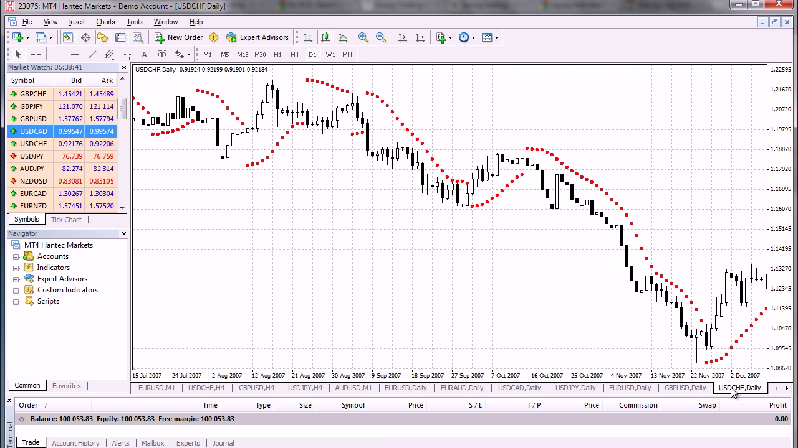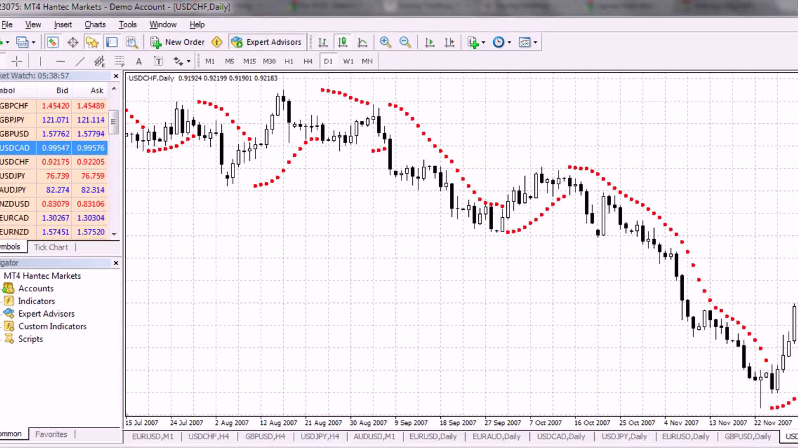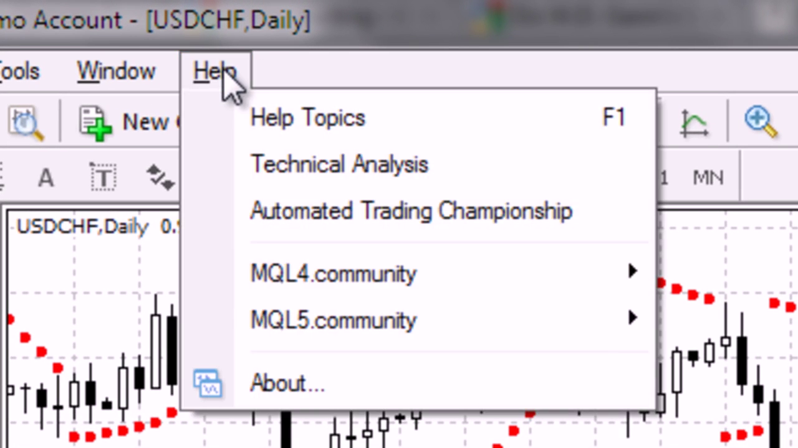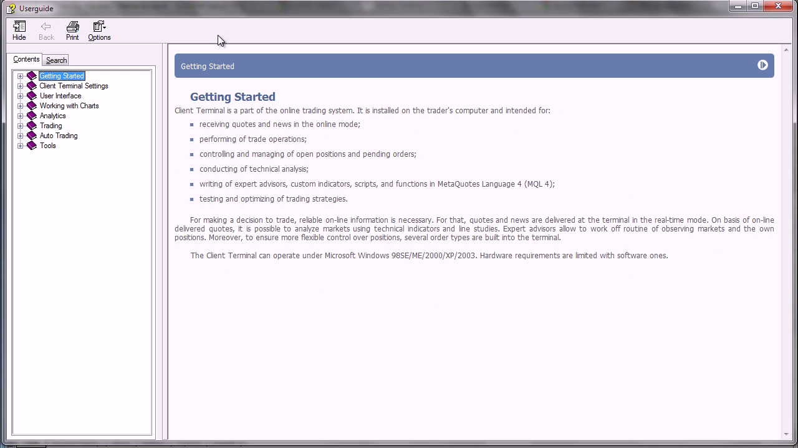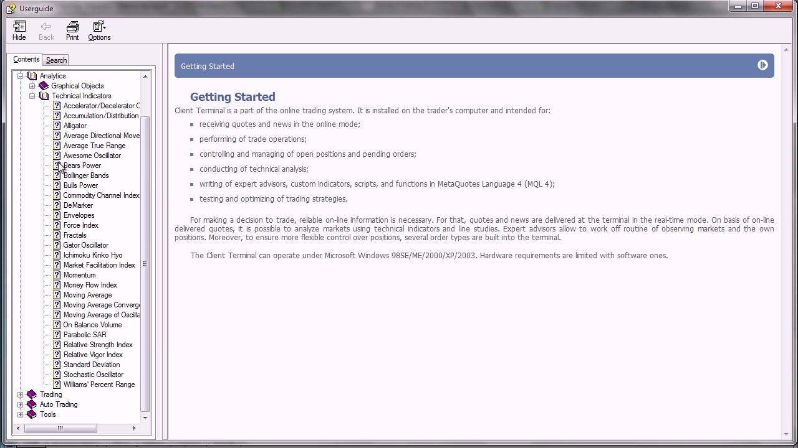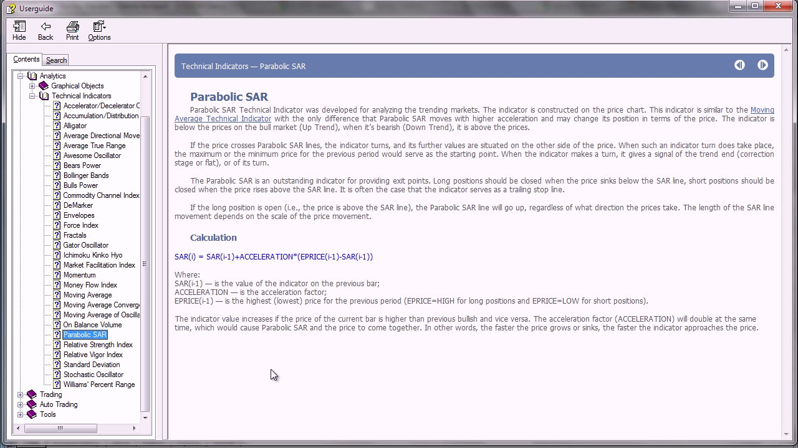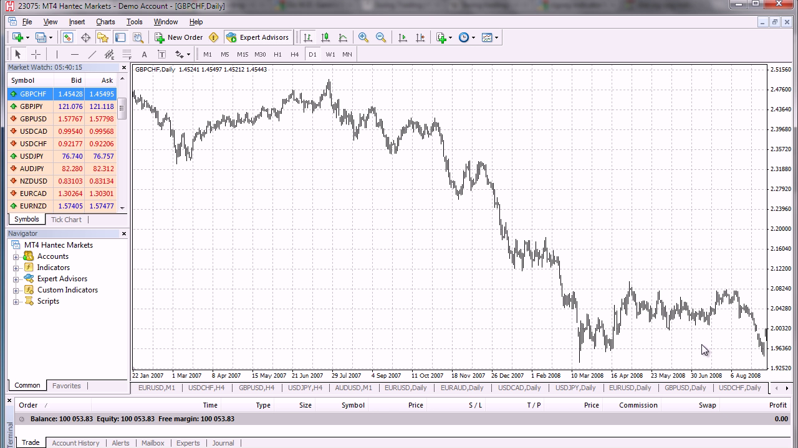The Parabolic stop and reverse takes account of both price and time, with the use of an acceleration factor in its calculation accounting for the parabolic shape of the stop and reverse levels, which move progressively closer to the current prices as time passes. You can learn more about this indicator by clicking on Help in the main menu, then selecting Help Topics to open up the user guide. Then in the left-hand column, click on Analytics, open the Technical Indicators subfolder, and scroll down until you find the Parabolic stop and reverse.